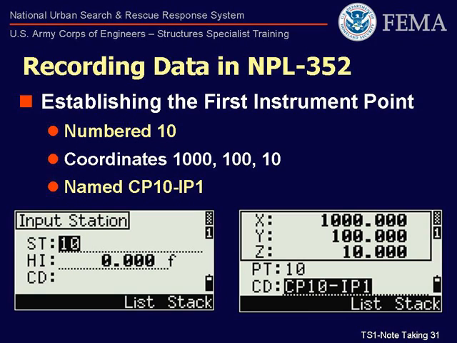After creating a job in the instrument, you will be required to create the first station or instrument point, IP. The first IP is numbered 10 and is located at coordinate 1000, 100, 10. It is the first control point or CP and is named CP10-IP1. As each line is highlighted, you will utilize the keypad on the instrument to type in the data.